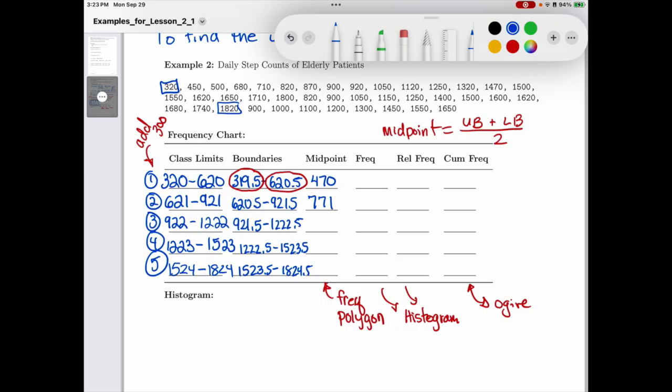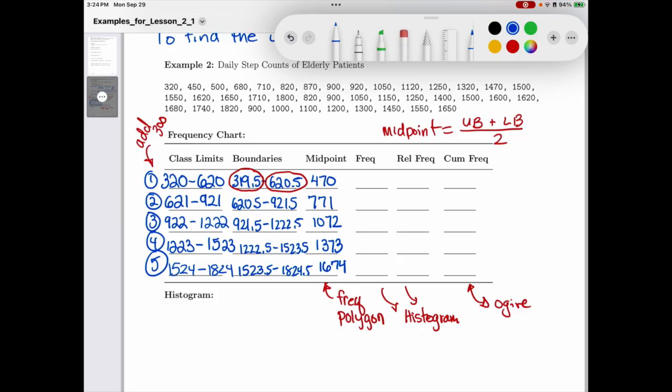And I'm just going to continue that process, and for the rest of the midpoints, I'll get 1,072, 1,373, and then 1,674.